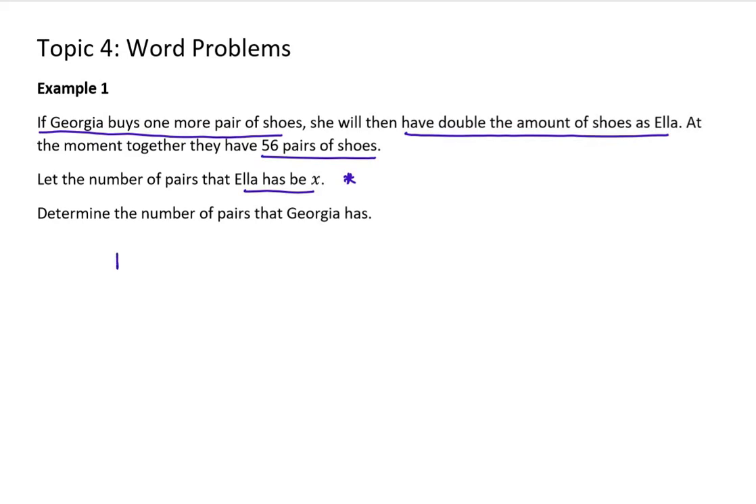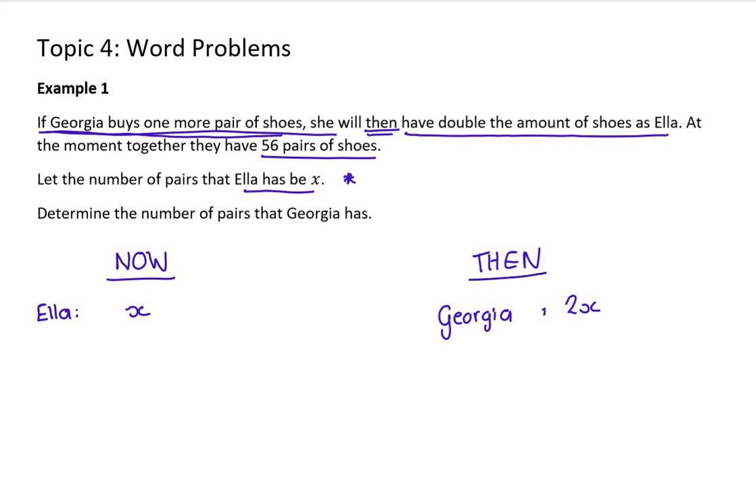So basically there's something going on now. At this very moment in time, Ella has X pairs of shoes. Then it says if Georgia buys one more pair of shoes, she will then. So then, something in the future, what will Georgia have? Georgia will have 2x pairs of shoes. So that's what she will have in the future. So if she gets one more pair of shoes, she will have double the amount of Ella.